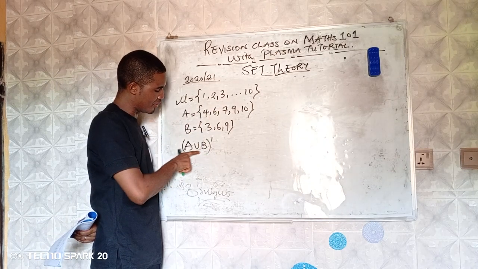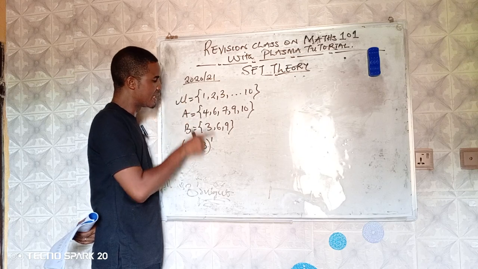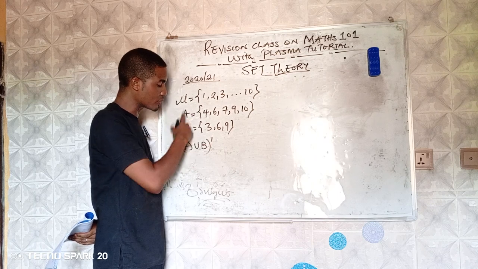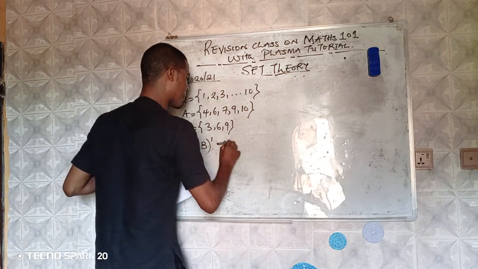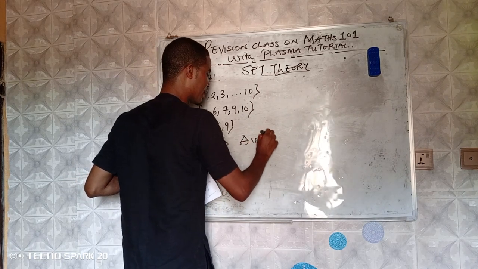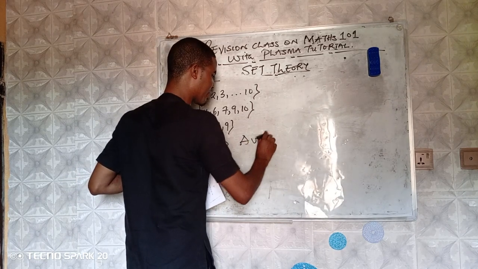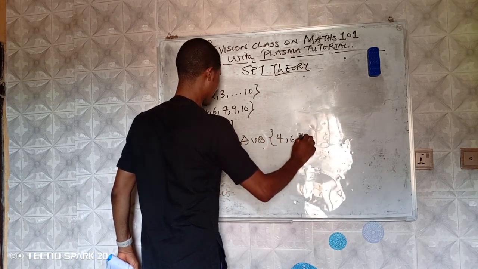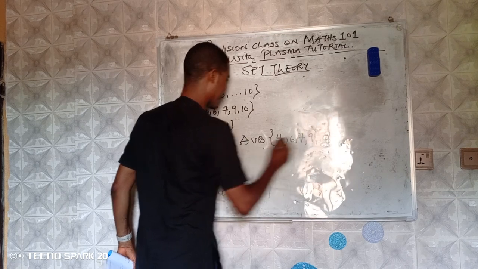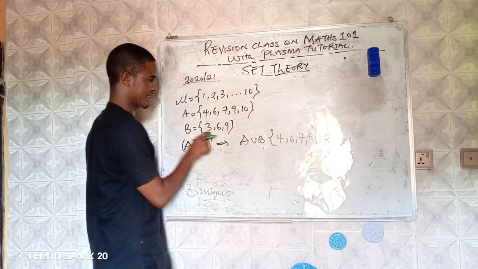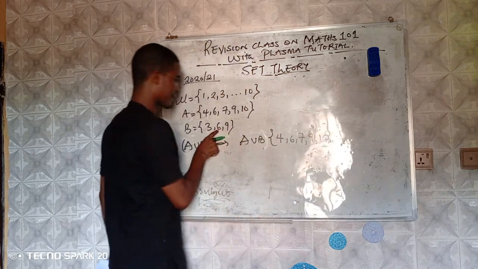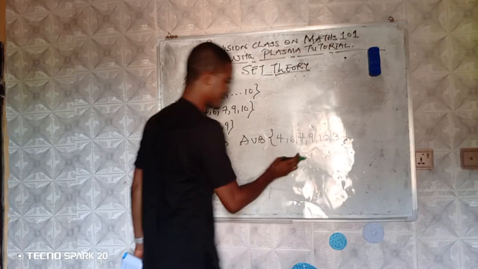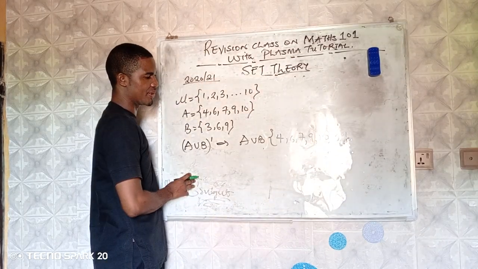First of all, I'm going to look for A union B. Remember I said that in A union B, there are elements that belong to A only, or to B only, or to both. So my solution becomes A union B first becomes 4, 6, 7, 9, 10. Remember, you don't repeat. I've not written 3 before. 6 has been written before. 9 has been written before. So this is what I have as A union B.